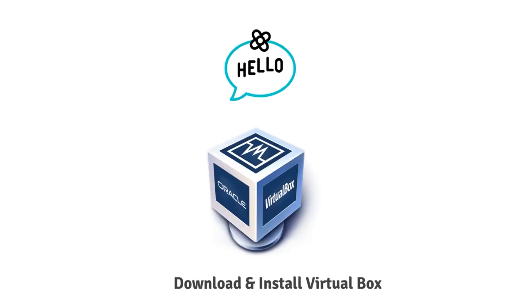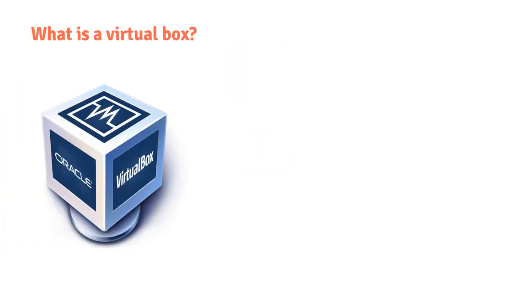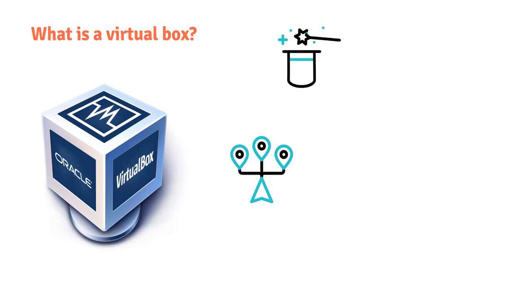So in this lecture we're going to learn how to download and install VirtualBox. But first of all, what is a VirtualBox? The VirtualBox is a magical creation. It's a software that grants you the power to run multiple operating systems on a single computer, just like a virtual playground. It lets you experiment, test and play with various operating systems within the safety of your existing setup.